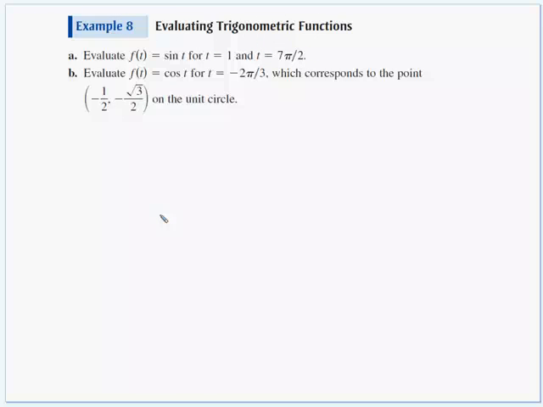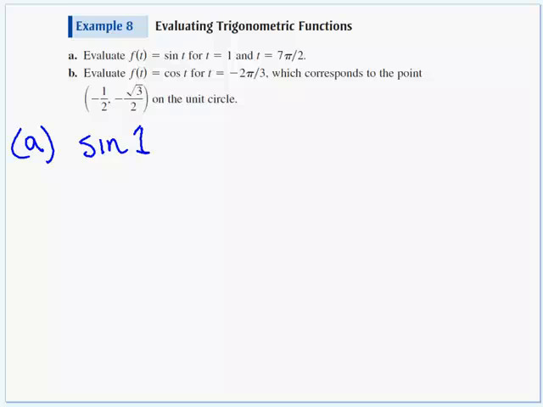So let's see here. In example 8, we have evaluating trig functions. In part A, it says evaluate f of t, which is equal to sine of t, for two different t values. For t equals 1, and again for t equals 7/2 pi. So for part A, it says find f of t, which is sine of t, for t equals 1. So we want to find the sine of 1.